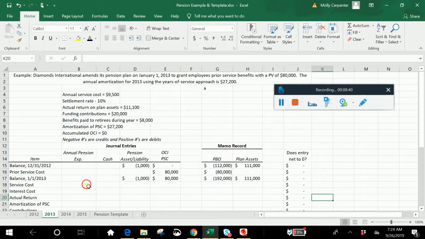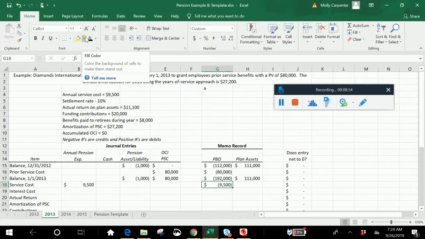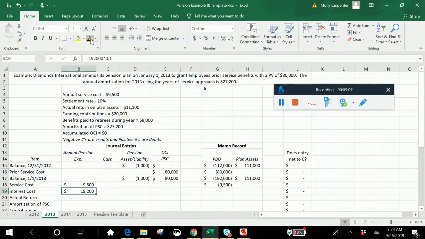They tell us that our service cost is $9,500, so that goes into annual pension expense with an offset to the PBO. They tell us that our settlement rate is 10%, so we're going to record 10% times, and this is important, you're using the beginning of the year balance of the PBO. So we're going to use the 192, not the 112. 192 times 10% is 19,200. That offset also goes to the PBO.